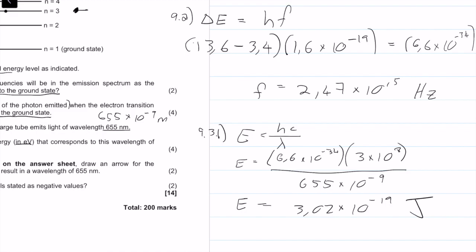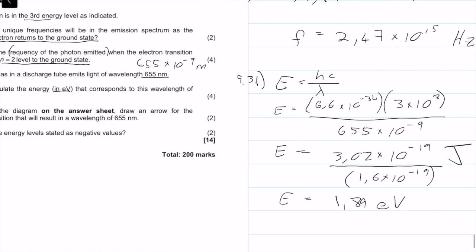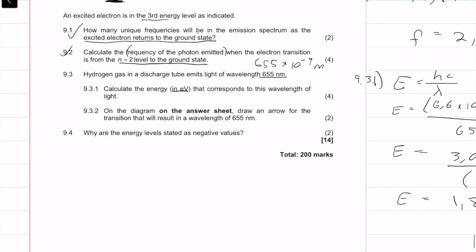Okay, so to convert this to electron volts, we need to divide that by the value we multiplied, 1.6 times 10 to the minus 19. And if we do that, we get E is equal to 1.89 electron volts. Okay, so not too difficult, and we get 4 marks once again.